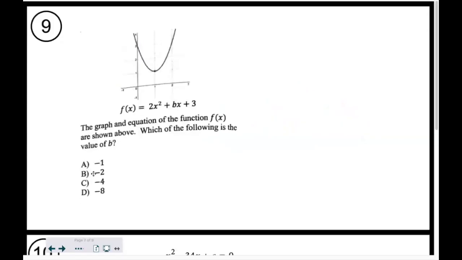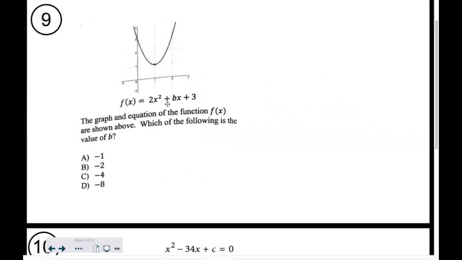All right, number 9, we've got the graph of the equation. Which of the following is the value of B? So one way to do this would be to use Desmos, use a slider, make B the four values, and see which graph matches this graph. But here, a little bit of a quicker way is to notice that the vertex is 1, 1. And when this is in standard form, the x coordinate of the vertex is negative b over 2a. Not to be confused earlier with the negative b over a formula, which was the sum of the solutions.